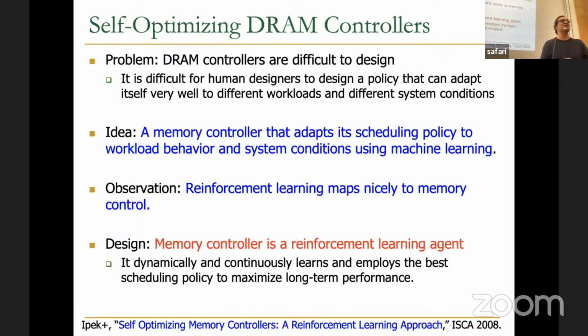So it's much more adaptive than existing policies. Remember the existing policies we've discussed, FR-FCFS for example: pick the request that hits in the row buffer first, and then there is also a write scheduling policy that we discussed as well. This is much more adaptive. So hopefully this dynamically and continuously learns and employs the best scheduling policy to maximize long-term performance.